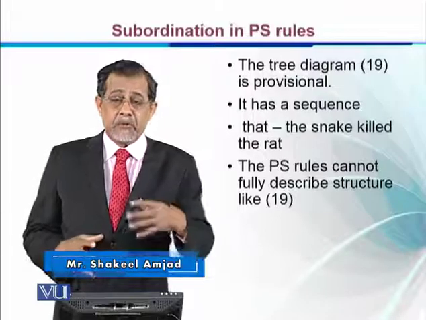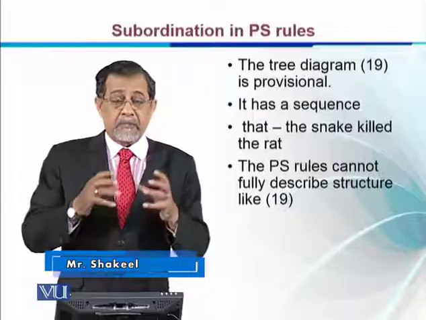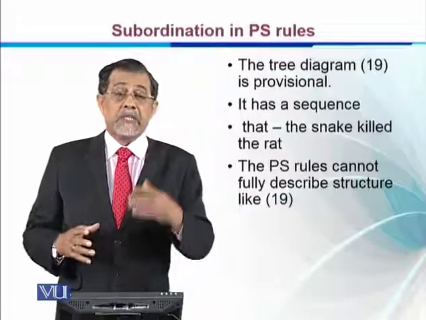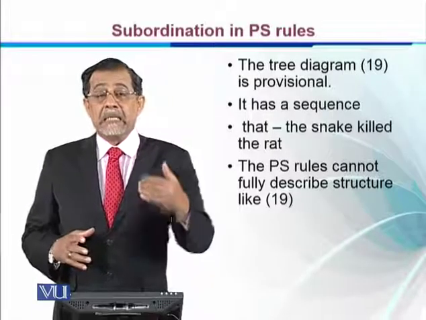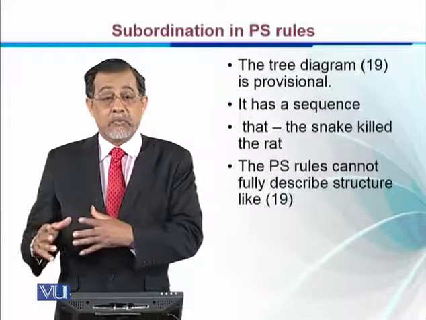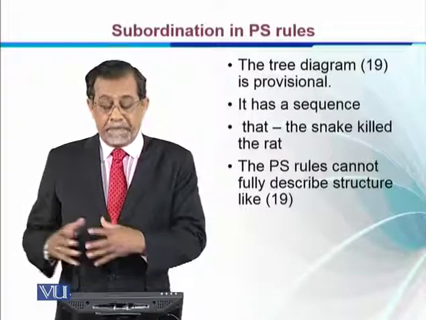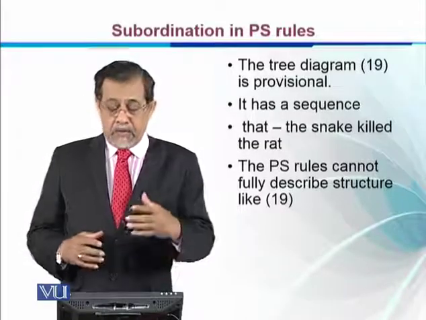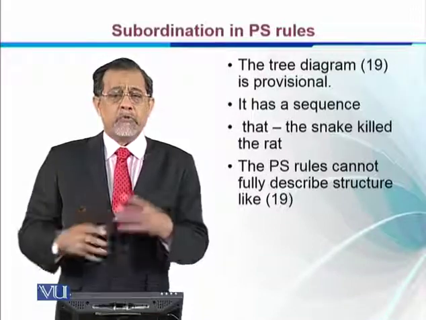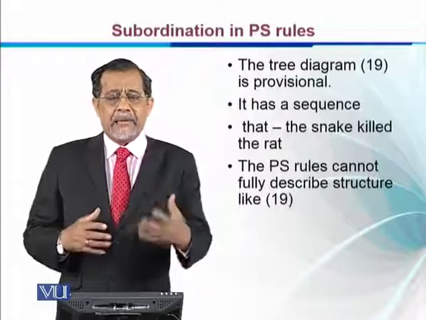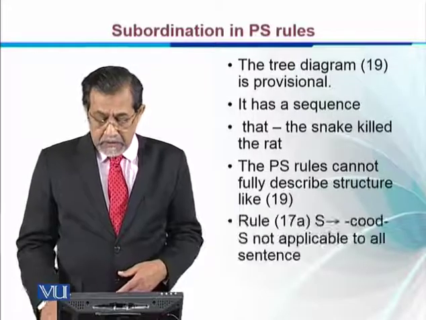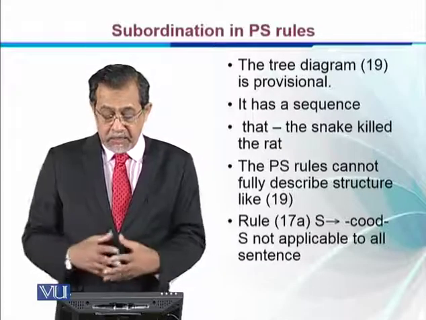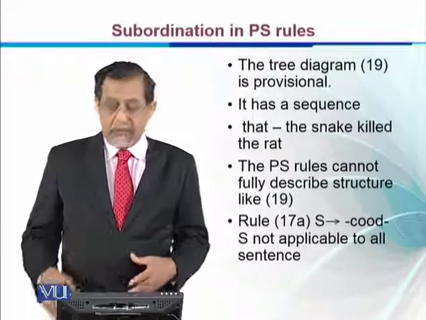The PS rules that we discussed cannot precisely tell us about this sentence, in which the VP has a V and an S2, not a noun phrase. So the PS rules that we discussed earlier in the previous topic do not properly describe it. So how do we change them, adapt them to the occasion? Rule 17a, which says S rewrites as coordination of S, is not applicable to all sentences.